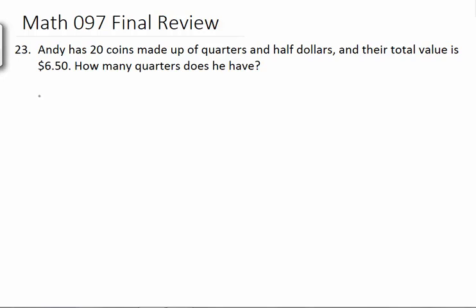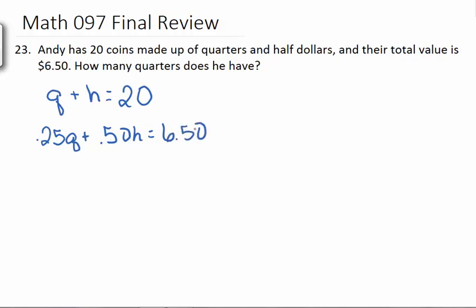Number 23. Andy has 20 coins made up of quarters and half dollars, and their total value is $6.50. How many quarters does he have? So the first thing it tells us is he has 20 total coins. So if I take the number of quarters plus the number of half dollars, this should be equal to 20. The next thing we know is their price. Well, quarters are worth 25 cents, and half dollars would be worth 50 cents. And this should be equal to the total amount we have.